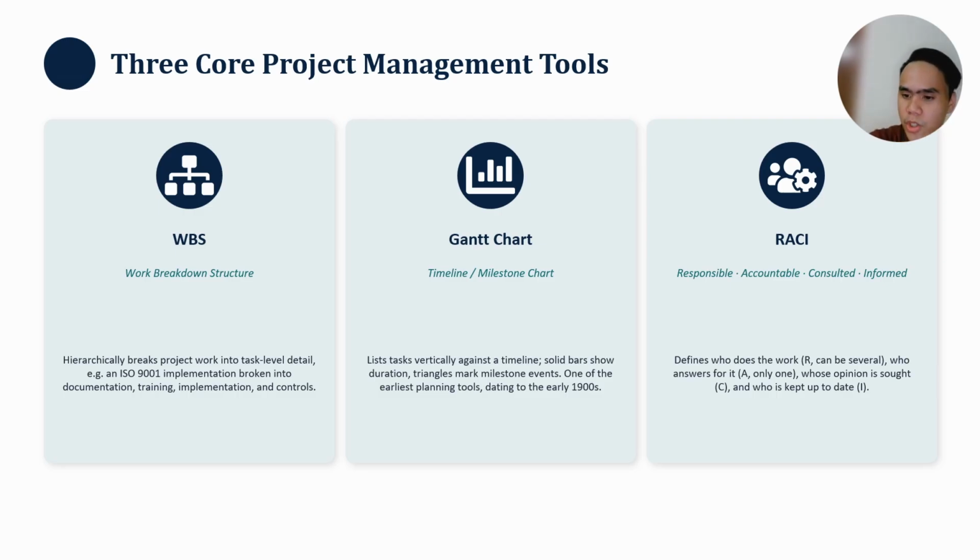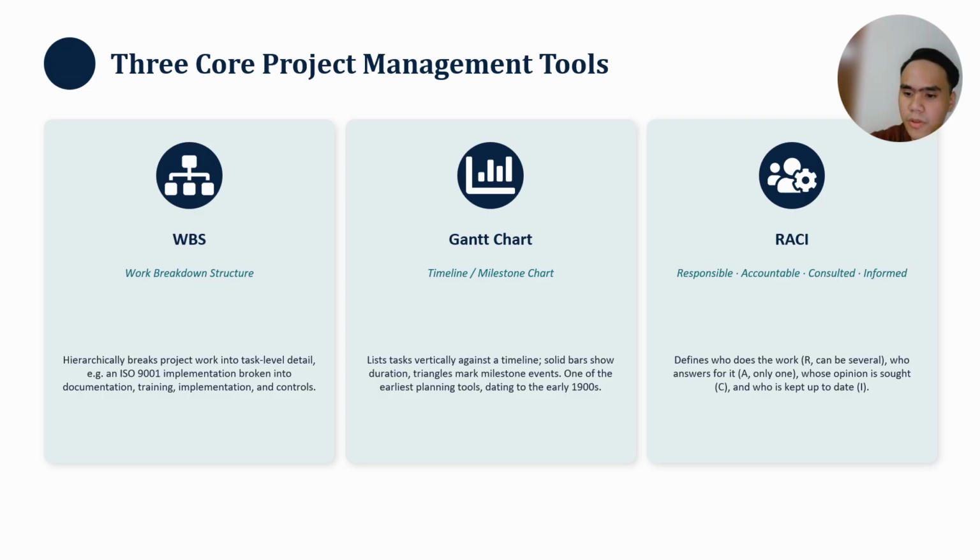Sorry. The Gantt chart, one of the earliest planning tools in existence, dates back to the early 20th century. You list major project steps or task clusters vertically against a timeline, typically in weeks, months, or quarters.